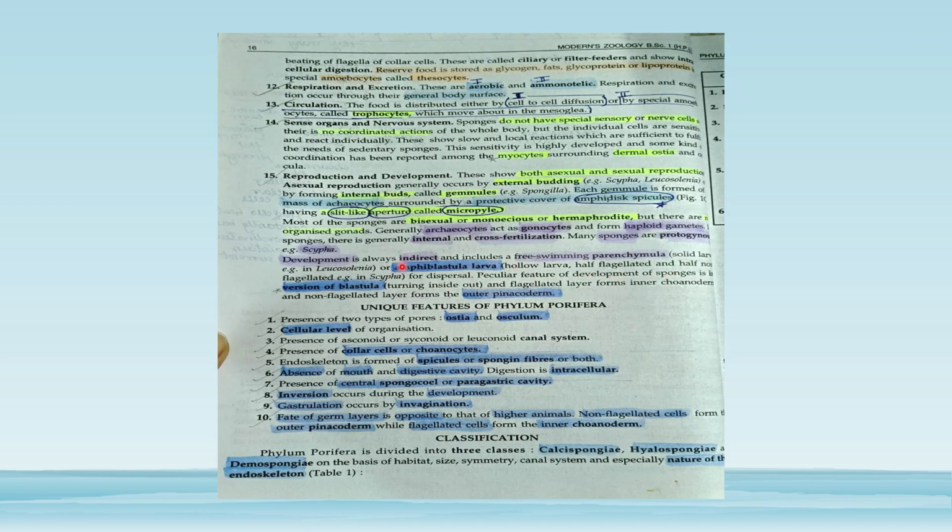And what is amphiblastula larva? This is very important, which is a hollow larva, half flagellated and half non-flagellated. It is found in Scypha for dispersal. Peculiar feature of development of sponges is inversion of blastula.